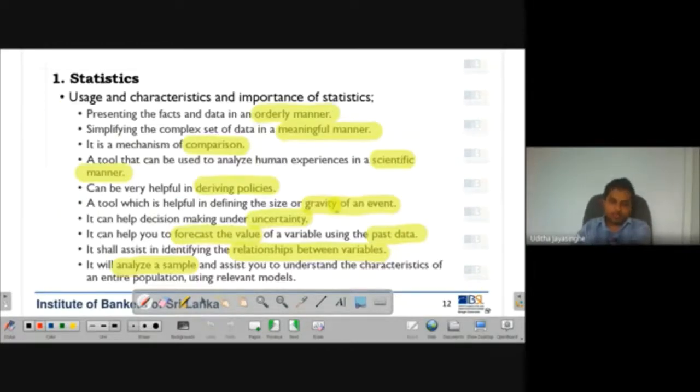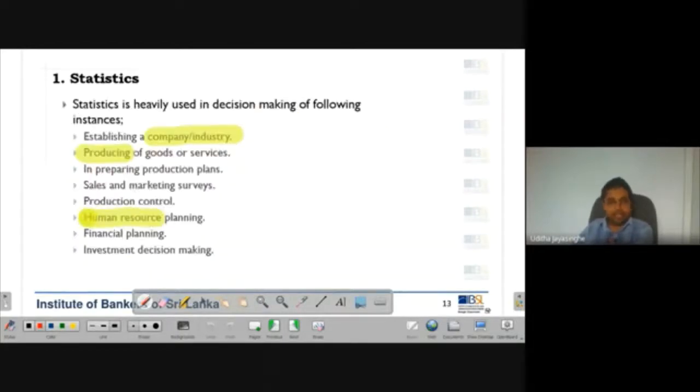With that deviation in my explanation, we understood that statistics has many characteristics and many importance and usages. You don't have to spend much time over here. We understood that it's heavily used in many decision-making instances, such as production operations, sales and marketing, human resource planning, financial planning, investment decision making. So there are many areas where you can see statistics at play.